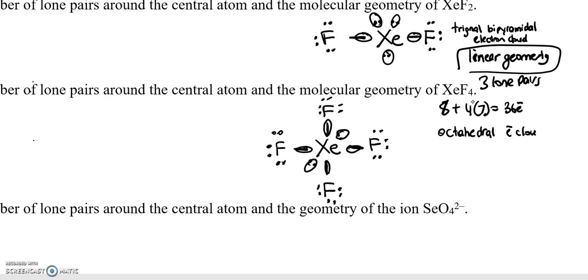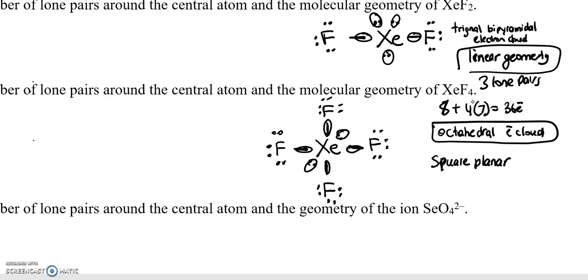Electron cloud. That's not the geometry of the molecule, right? Because not all these pairs of electrons are occupied with an atom. So only 4 of them are occupied. So what do you call it if you have 4 atoms around this octahedral electron cloud? It's going to be square planar.